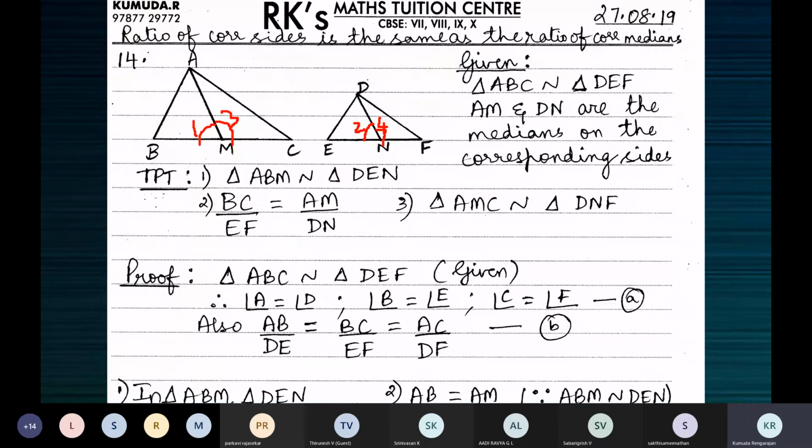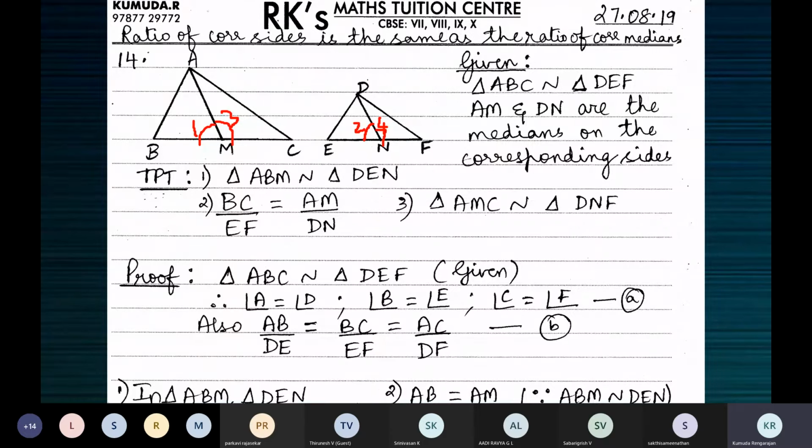I'll repeat the three steps. Angle 1 is equal to angle 2. Next step, 180 minus angle 1 is equal to 180 minus angle 2. Next step, angle 3 is equal to angle 4. Then you must write angle C is equal to angle F. Angle 3 is equal to angle 4 is one piece of information, and angle C is equal to angle F, because we already know C is equal to F.